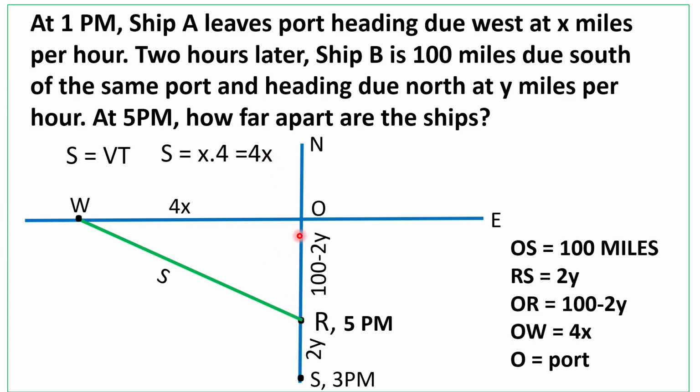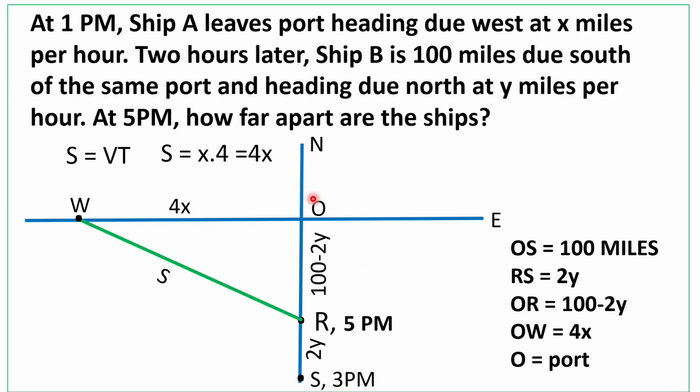Now what will be the distance from R to O? This distance would be 100 minus 2y, because we subtract this 2y distance from 100. Look over here, OS is 100 miles. This is R and this is S. SR is equal to 2y. OR is equal to 100 minus 2y. This is OR, 100 minus 2y. OW is equal to 4x. This is OW, and O is the port.